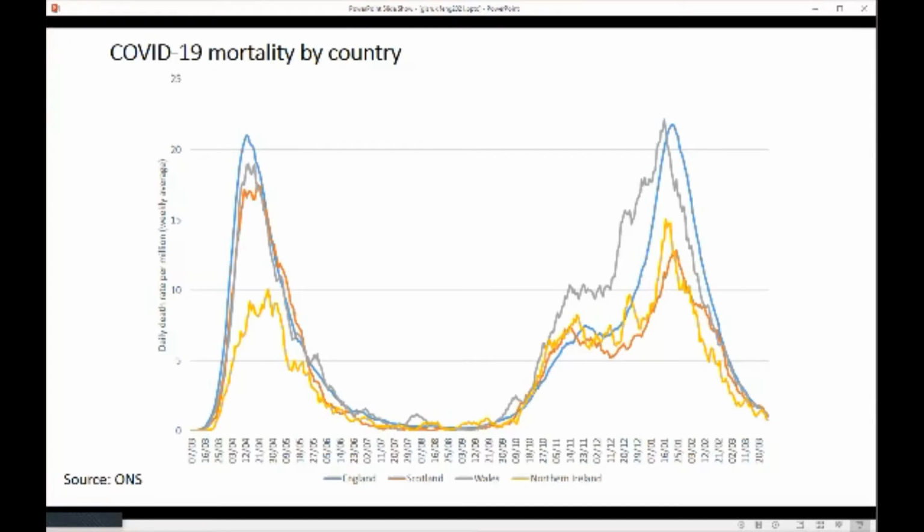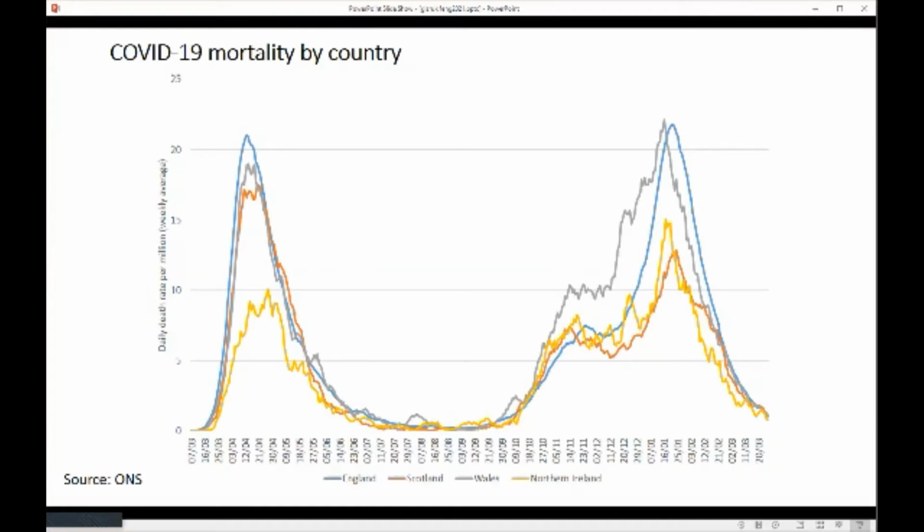In the first wave, England appears to have the highest mortality rate, followed by Wales, then Scotland, and Northern Ireland was the last. And then we have the second wave from roughly September or October, which came to the peak around late December or early January.